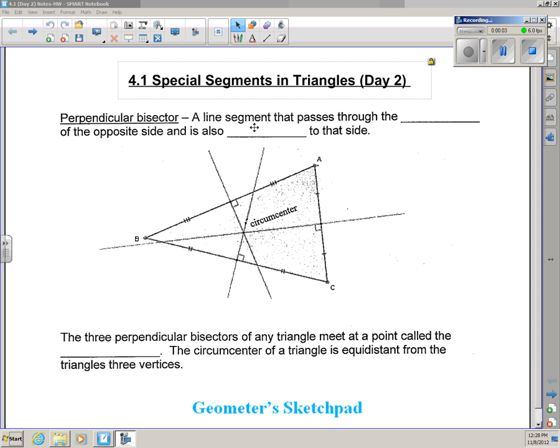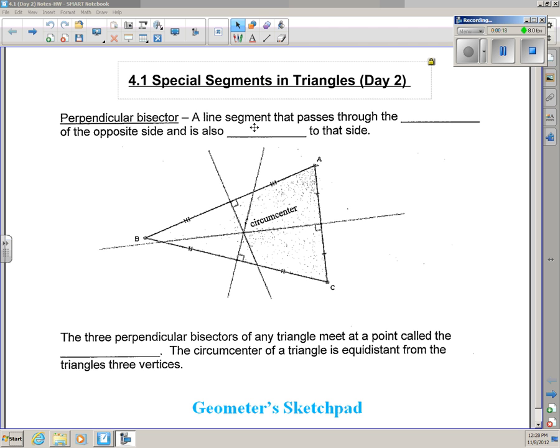Alrighty, so for today's lesson, what we're going to talk about is the other 2 points of concurrency. We've already discussed the orthocenter and the incenter. Today we're going to be doing 2 other ones. So perpendicular bisectors, I think that you know already.